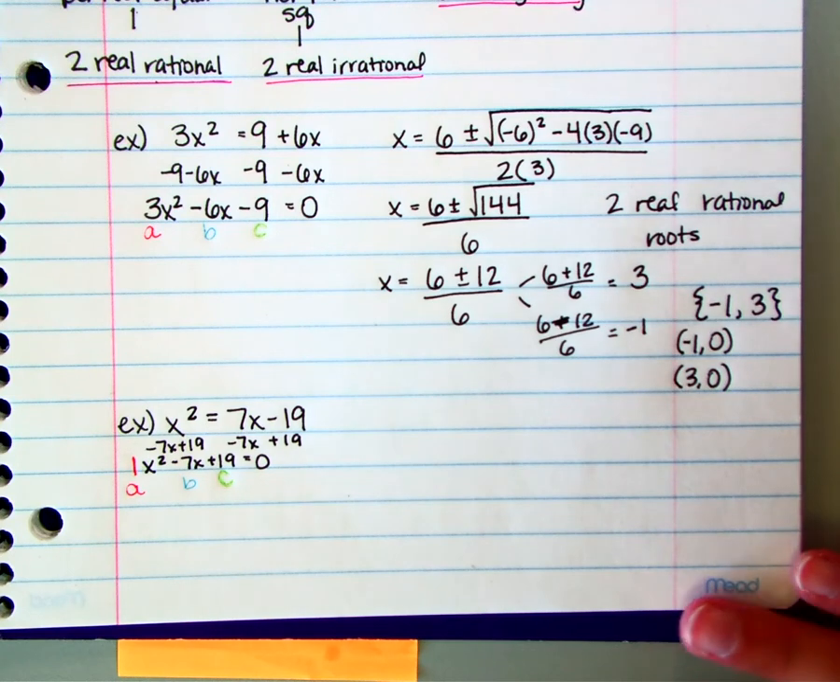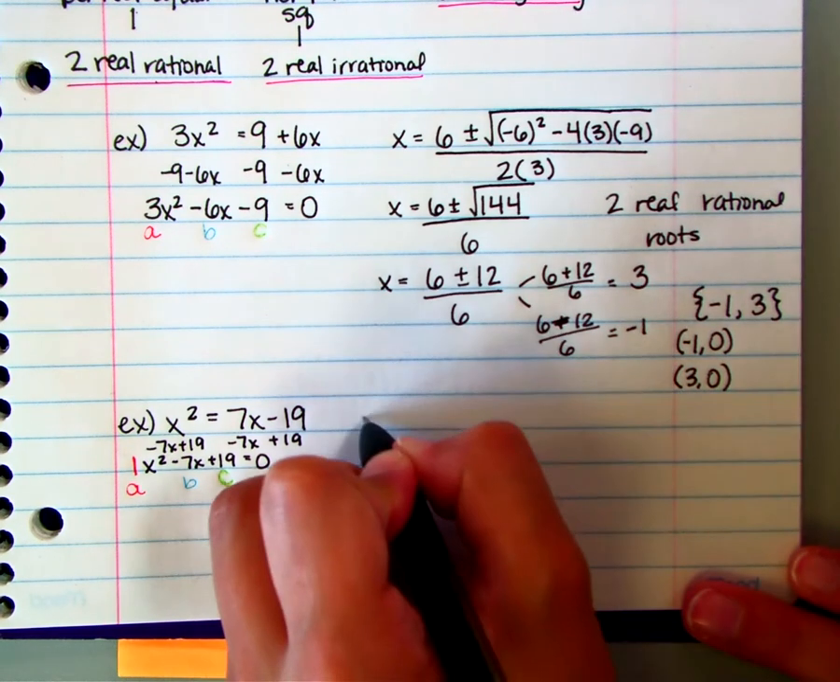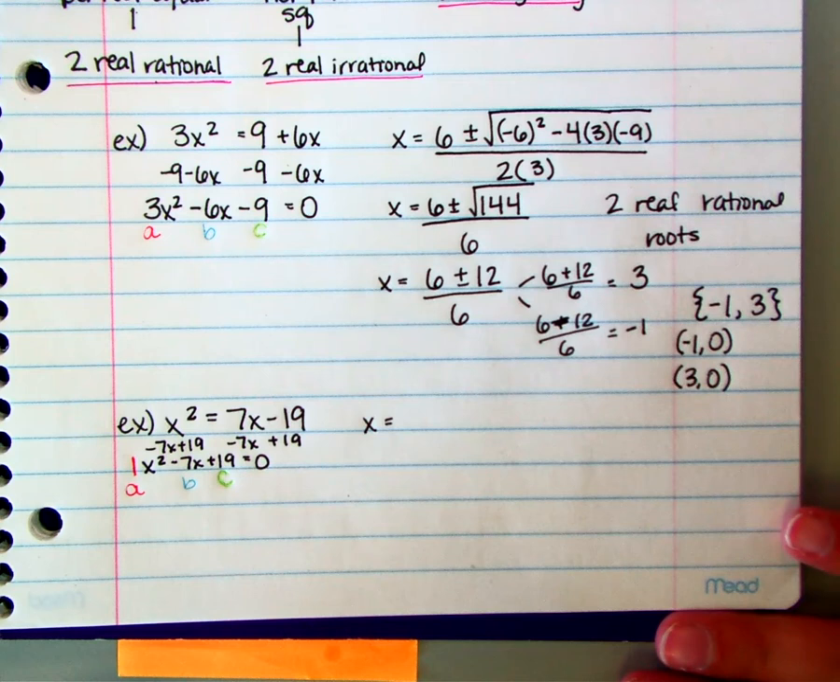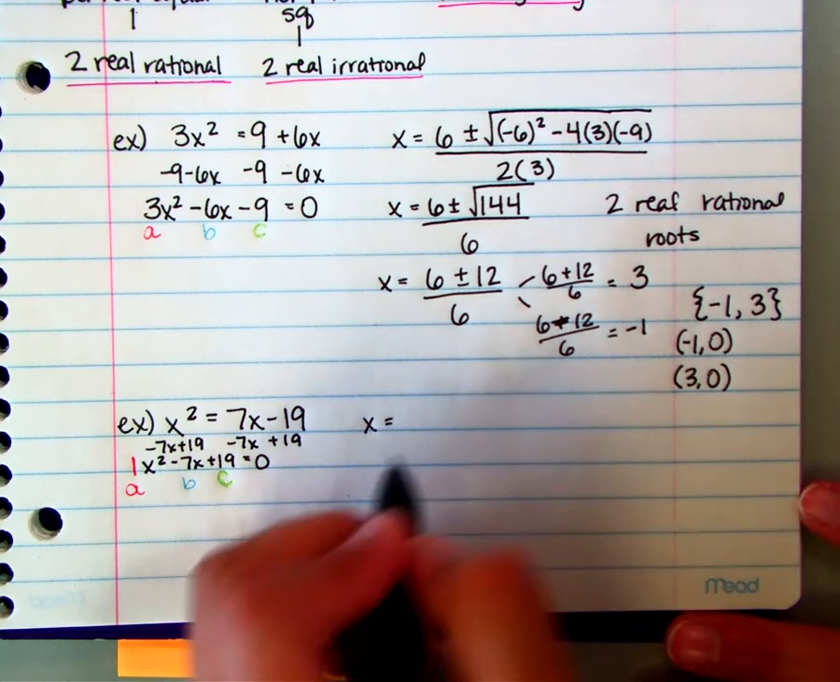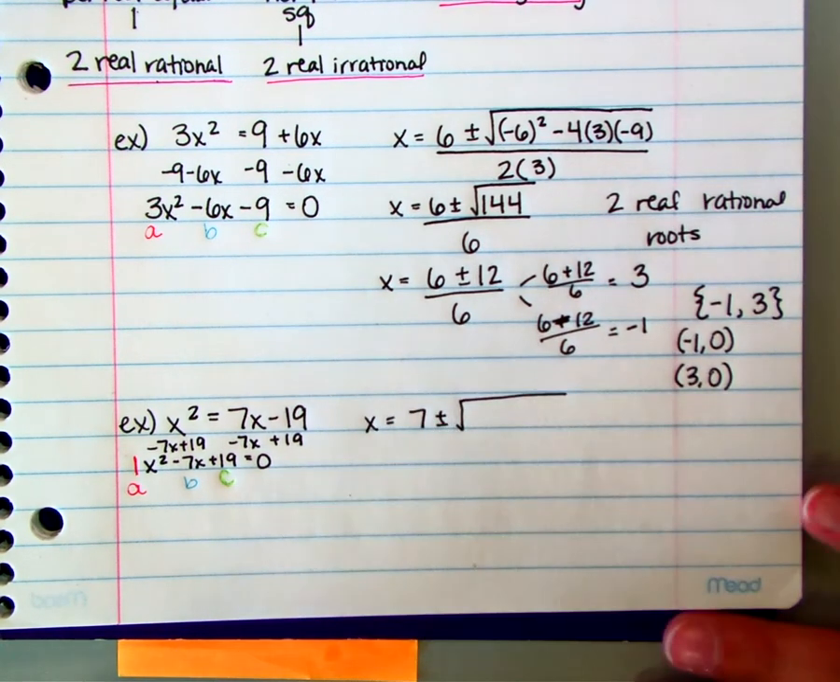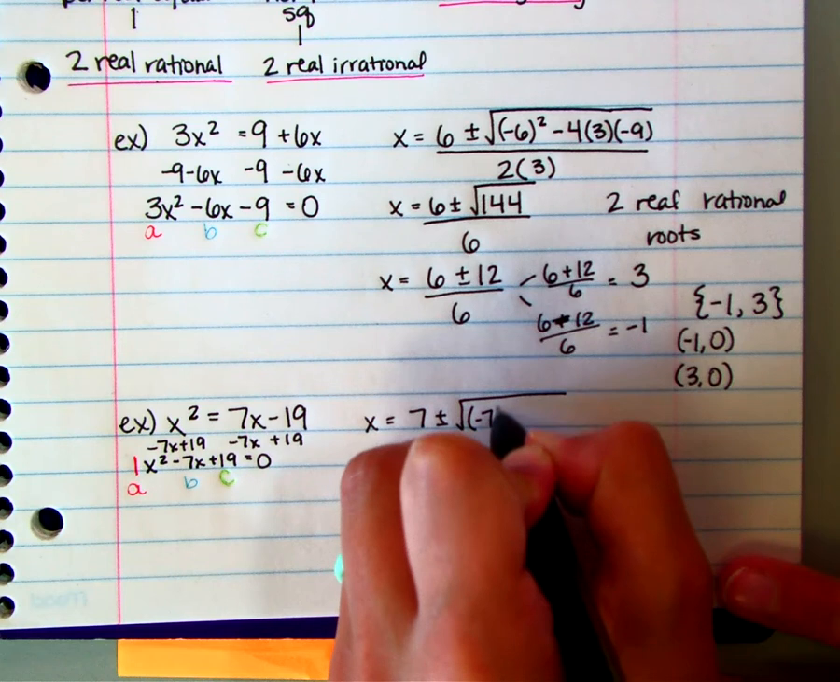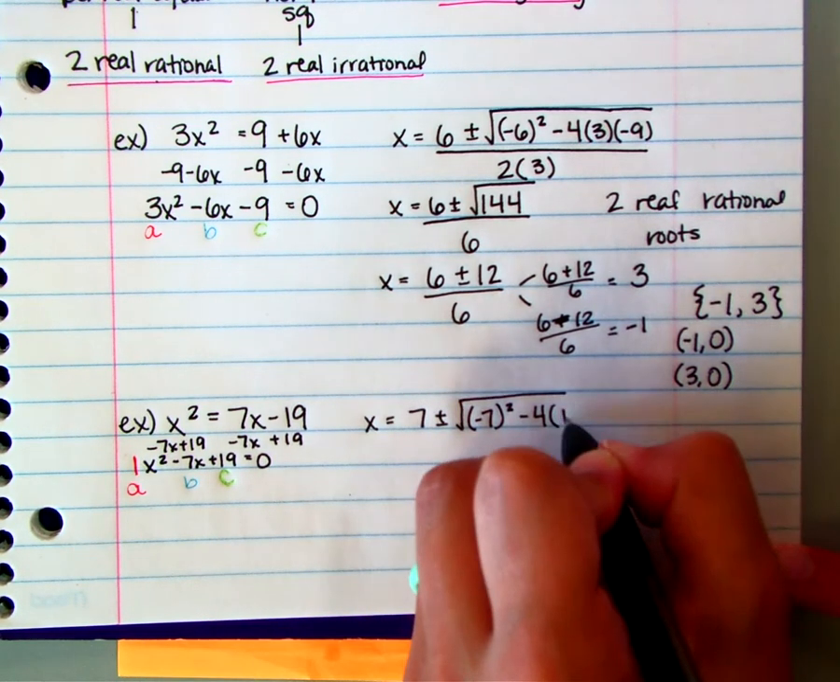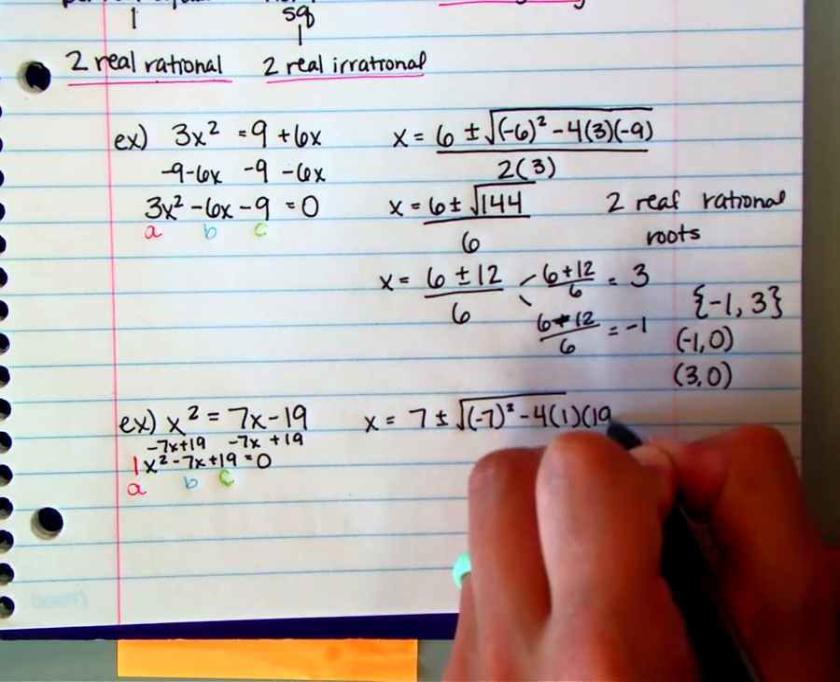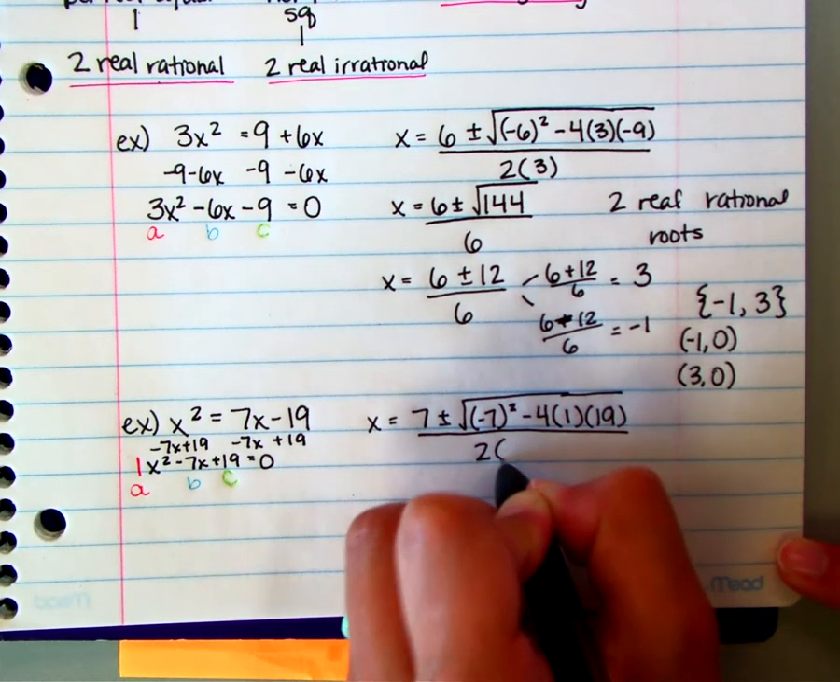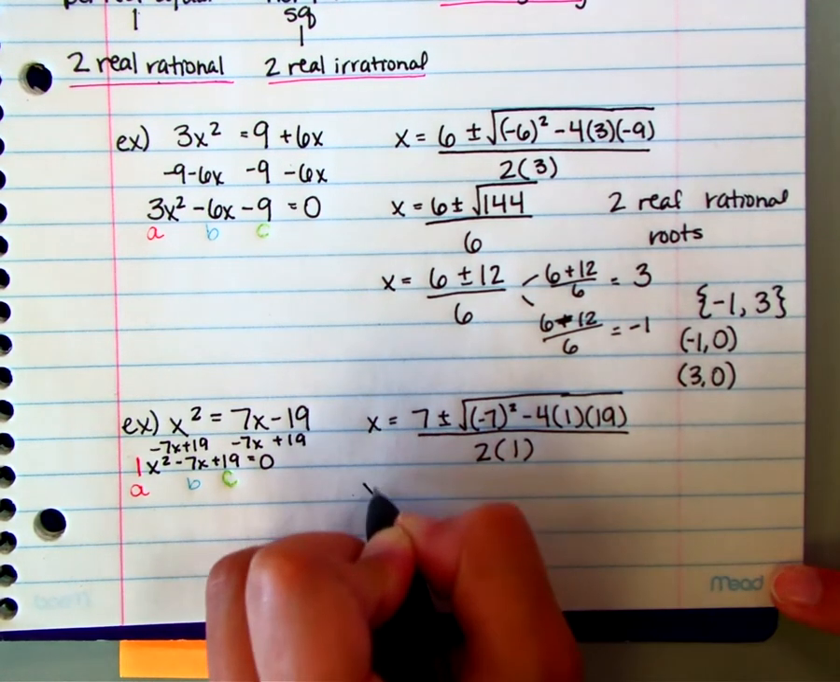And then we're going to plug it into the formula. So we're going to have our x equals, remember there's going to be no other x's, everything else should be a number. A negative b, so negative 7 is a positive 7, plus or minus the square root of negative 7 squared, minus 4 times a, which is 1, and c, which is 19, all over 2 times a, so all over 2 times 1.